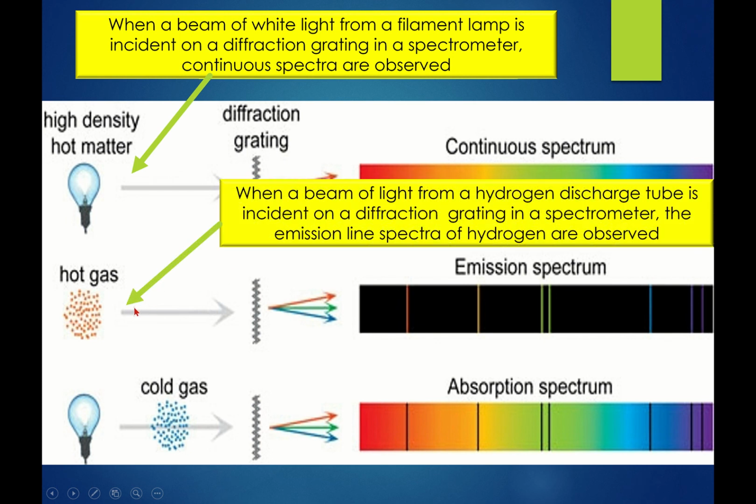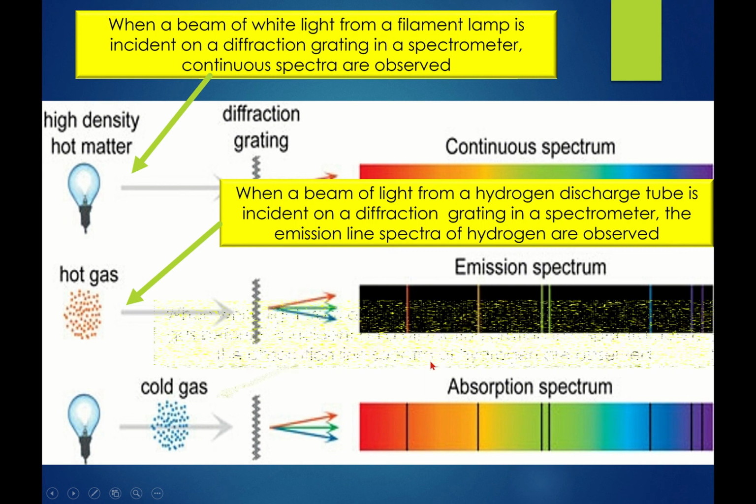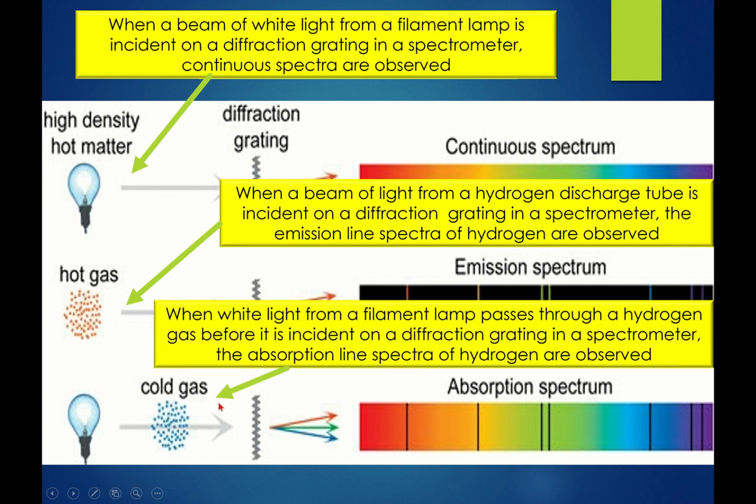For the emission spectrum, when a beam of light from a hydrogen discharge tube is incident on a diffraction grating in a spectrometer, the emission line spectra of hydrogen are observed. And for the absorption spectrum here, when white light from a filament lamp passes through hydrogen gas before it is incident on the diffraction grating in a spectrometer, the absorption line spectra of hydrogen are observed.